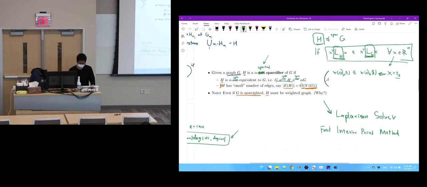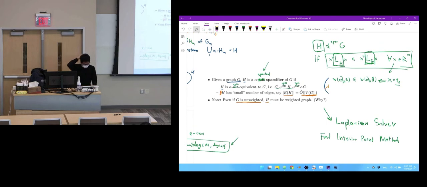Yeah. One question: does Nikhil teach how to compute a spectral sparsifier in his class? Actually, I think he will, but I'm not sure what he will do. Okay, good. Let me just tell you one word then about how to compute this.